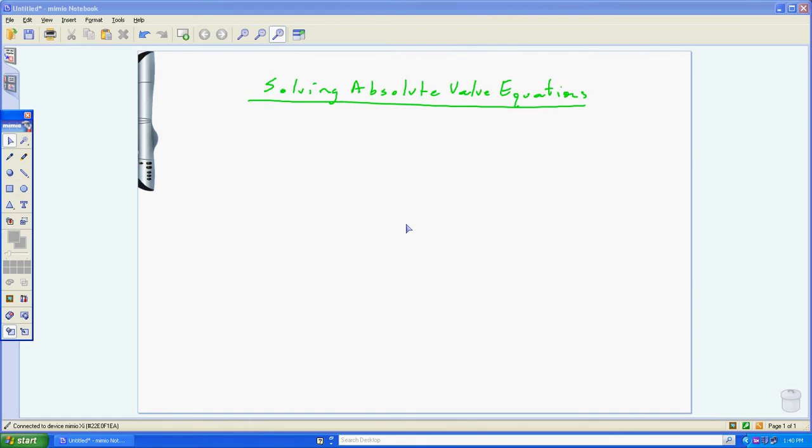So absolute value. I can't remember if we did any of this stuff in grade 10 or if I even talked to you about it. Do you remember, Amber? No?